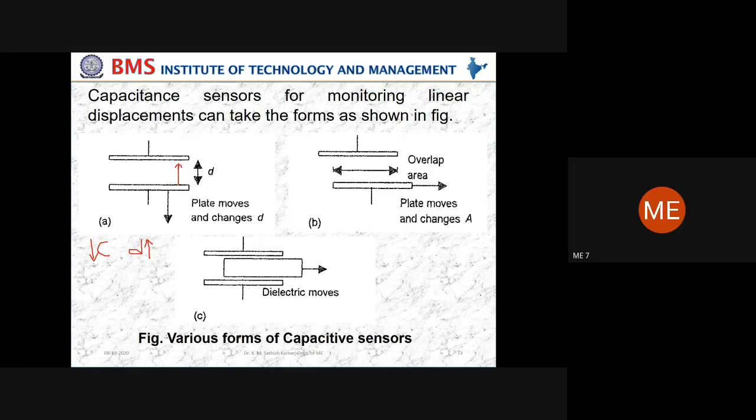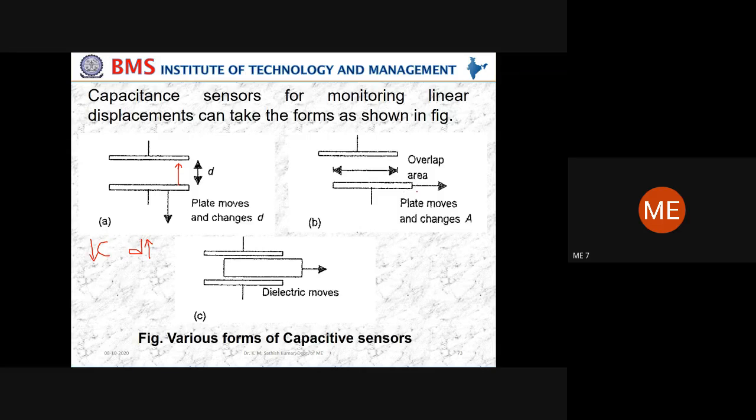Yes, sir. Okay, now I am trying to give you the various forms of capacitive sensor. One method is by moving the plate away from the other plate. When I move the plate away from the other plate, the value of D becomes D plus X, and incidentally, the capacitance value is going to decrease. Okay, right.